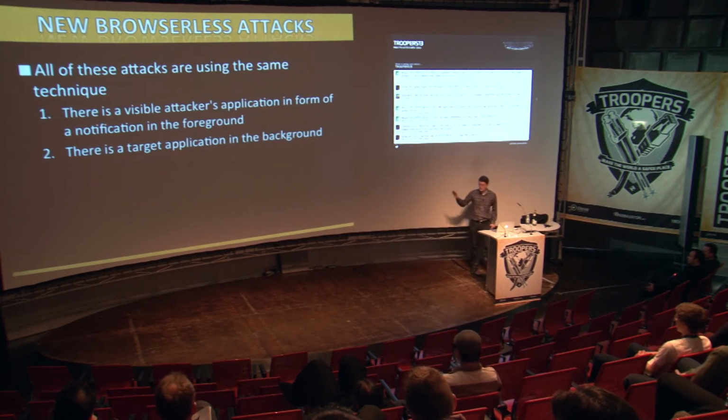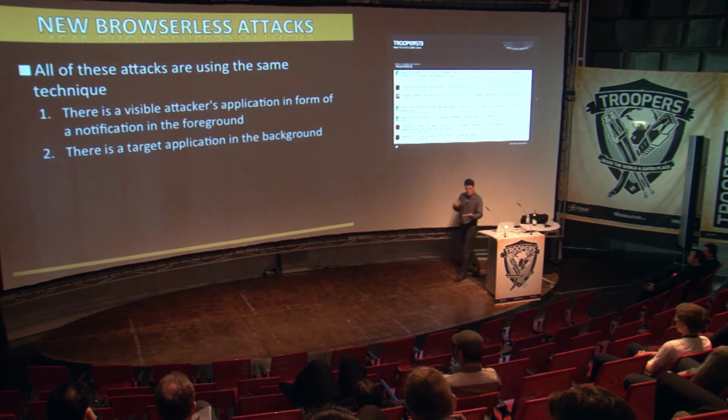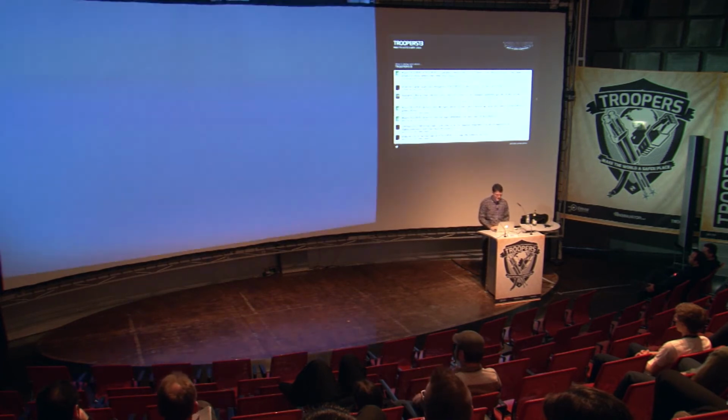I will show you a demo in 2 minutes. All of these attacks are using the same technique once again. First of all, there is a visible attacker's application in the form of a notification in the foreground. So we go to the Android market or Google Play and download a computer game, for example. This computer game has no rights, so it cannot do a phone call, it cannot write SMS, and it cannot get access to your contact data. But this is possible with our attack, because there is an application in the background like the phone call application. So let us see this in a demo.